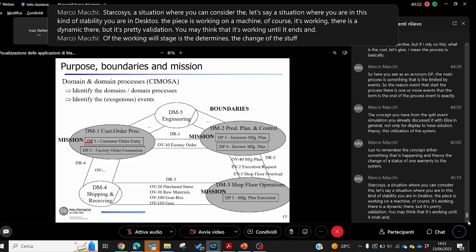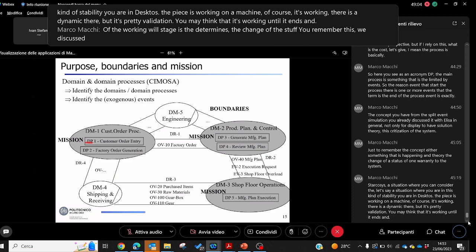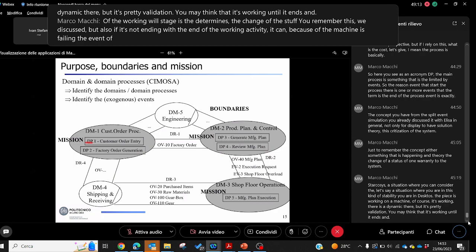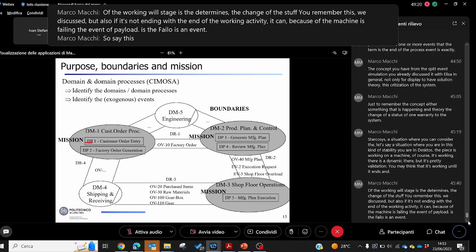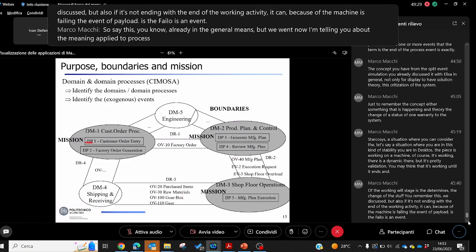You remember this? We discussed it with Elisa. But also, if it's not ending with the end of the working activity, it can end because the machine is failing. The event of failure is an event. So, said this, you know already the general meaning of event. Now I'm telling you about the meaning applied to process. Process is something that is triggered, activated by one or more events.